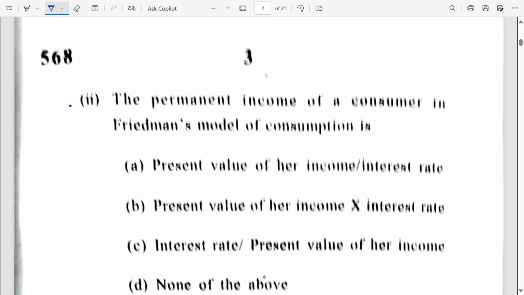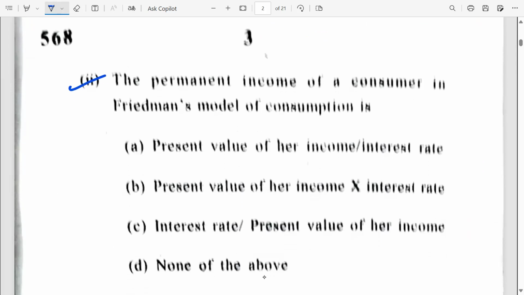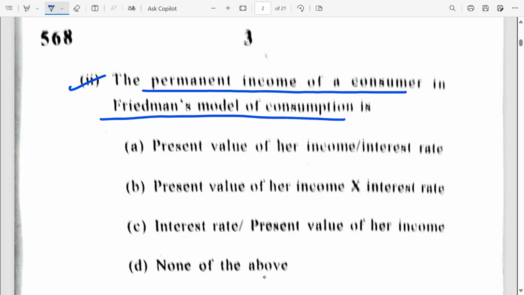Okay. Let's look at the second MCQ. It's a bit blurry because of the original paper I got being a bit blurry, but I'm going to read it for all students. The permanent income of a consumer in Friedman's model of consumption is the present value of her income divided by interest rates, present value of her income multiplied by interest rates, divided by present value of her income, none of the above.